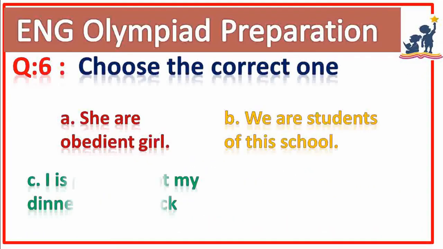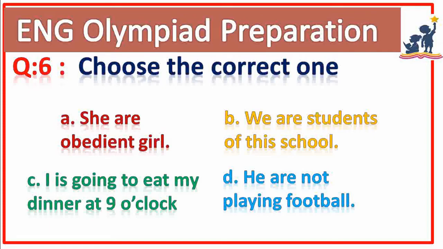Question number 6. Choose the correct one. Option A. She are obedient girl. Option B. We are students of this school. Option C. Is going to eat my dinner at 9 o'clock. Option D. He are not playing football. Option B is correct. We are students of this school, because students is in plural form. So we use are before students.